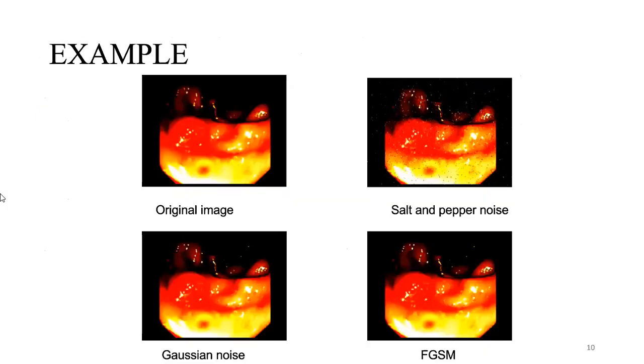Okay, and finally, this is an example of our perturbation on the image. Here's the original image, then the image when applying some Gaussian noise, when adding salt and pepper noise, and finally when using the fast gradient sign method.